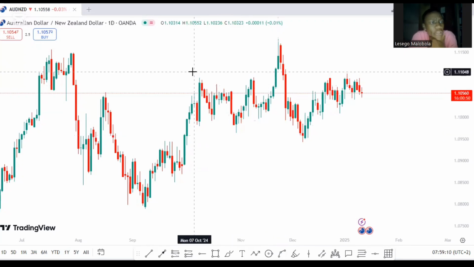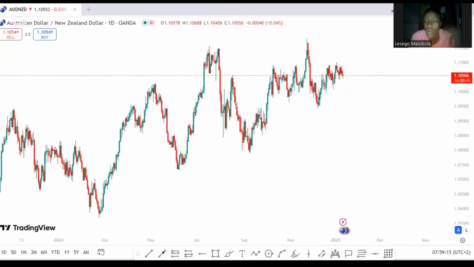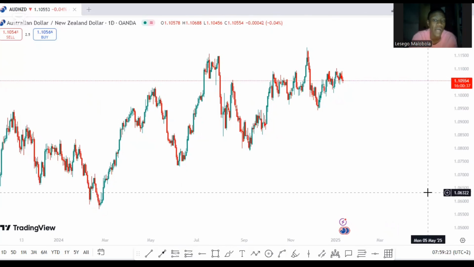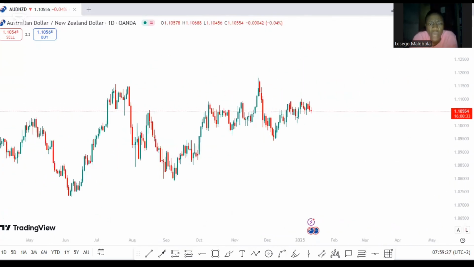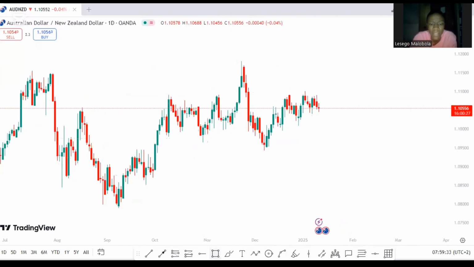So looking at AUD NZD from the daily time frame, guys, I wouldn't say that price is trending up. As you know, with my strategy, I always start with market structure, which is trends, all right? I want to know if price is trending up, trending down, or ranging. And currently I wouldn't say that price is trending up or down, because I don't see any higher highs and higher lows.